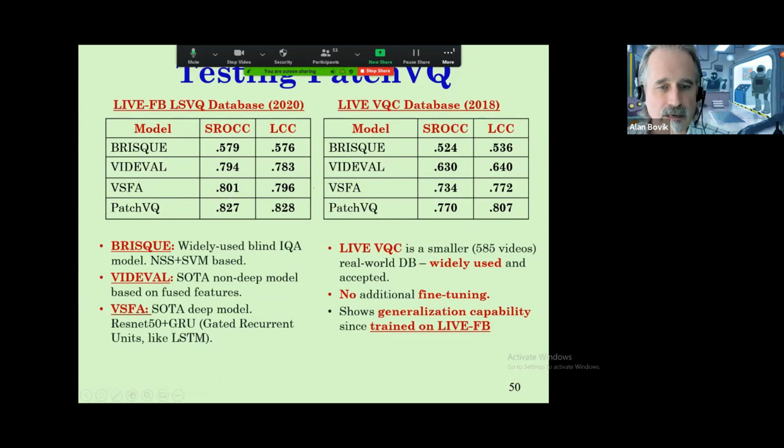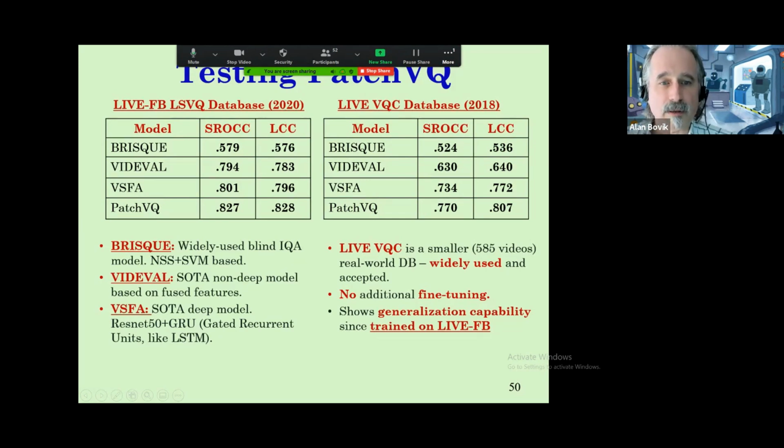Another model done around the same time as ours, but a different lab, called VSFA, uses a much deeper ResNet along with a GRU, gated recurrent unit, which is like an LSTM. This shows our model on this database. This shows significant improvement of all these three over good old BRISC. This deep model is only a little bit better than ours, which means we did a good job here. This amount of improvement of about 0.02, 0.03 is actually quite significant and could amount to billions of bits saved every year. This is regarded as an important increase.